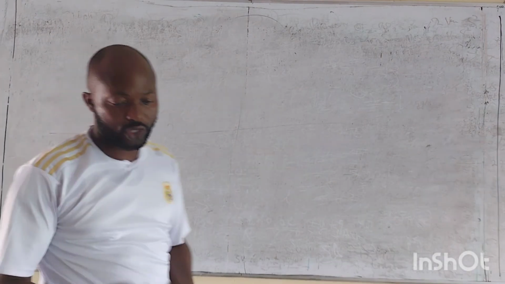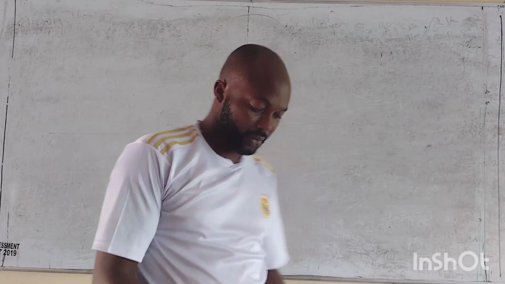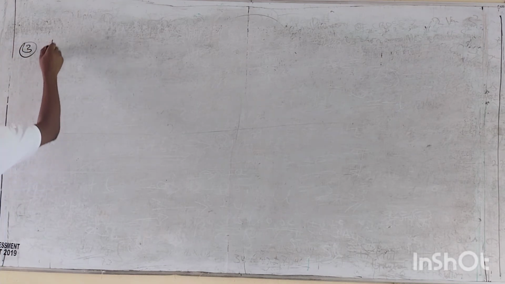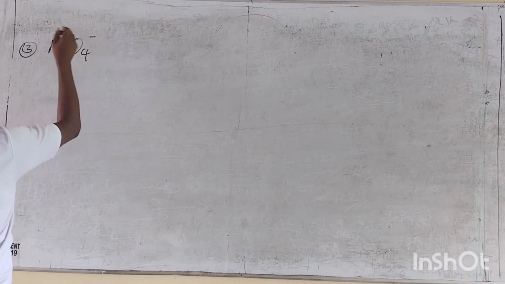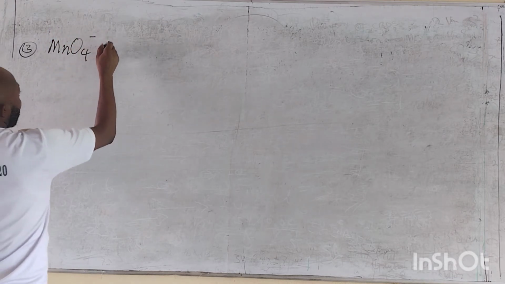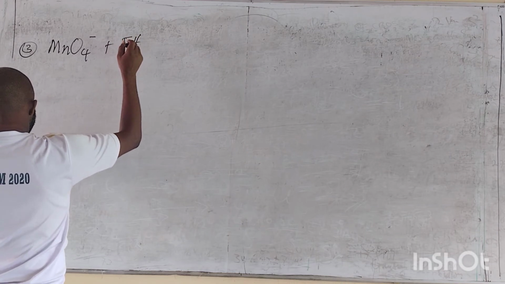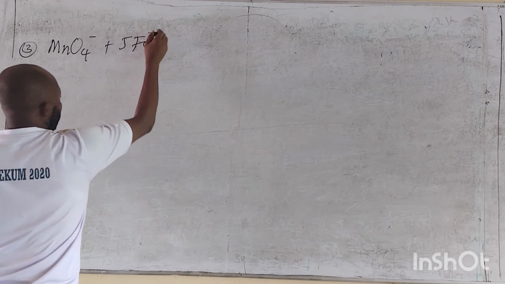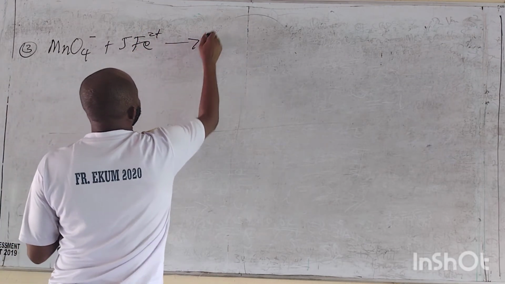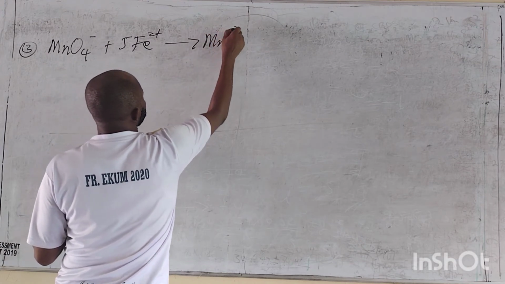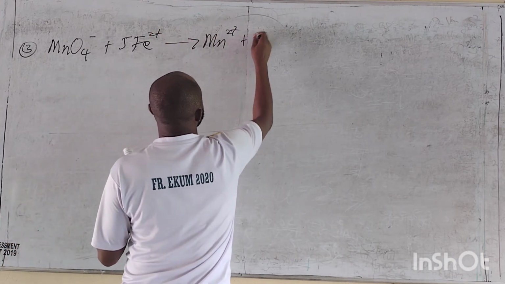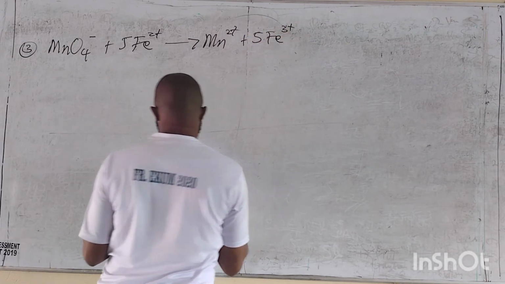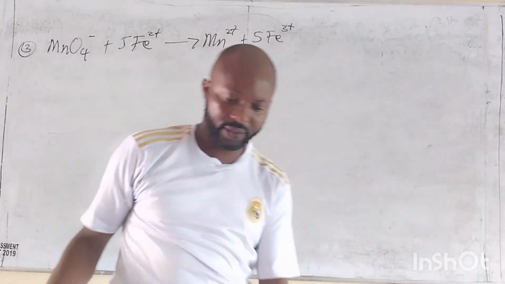So let's take the third question here. We have MnO4 minus plus 5 Fe2+ gives us Mn2+ plus 5 Fe3+. Like we balance something like this.